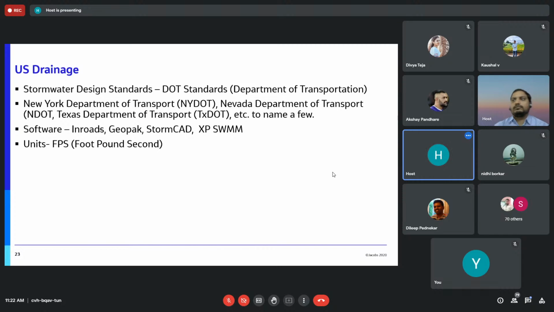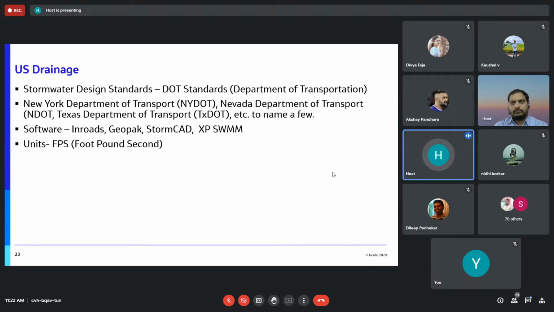Next slide. The next one that I would just like to give you a brief on is the US drainage. So, like UK drainage, where we have DMRB standards, in the US drainage we have DOT standards, or Department of Transportation standards, for every different state. For example, New York has its own New York Department of Transportation standards, or Nevada has Nevada Department of Transportation standards. The standards are pretty much the same, but there may be a few small clauses which are different for each standard, and each state has its own design methodology.